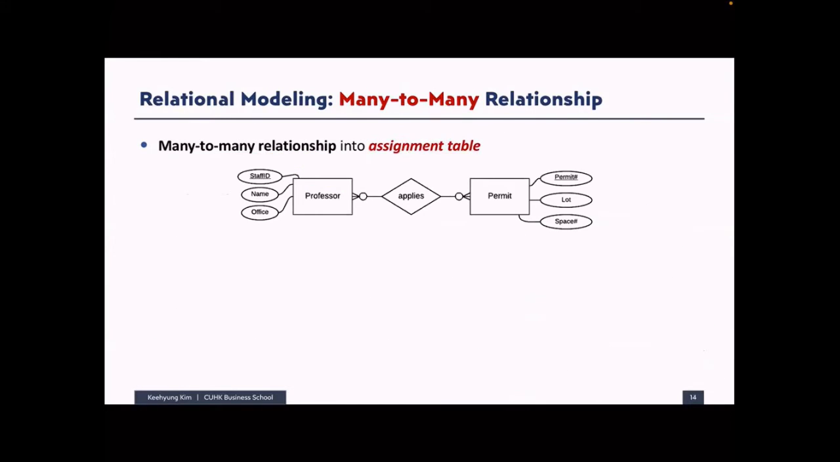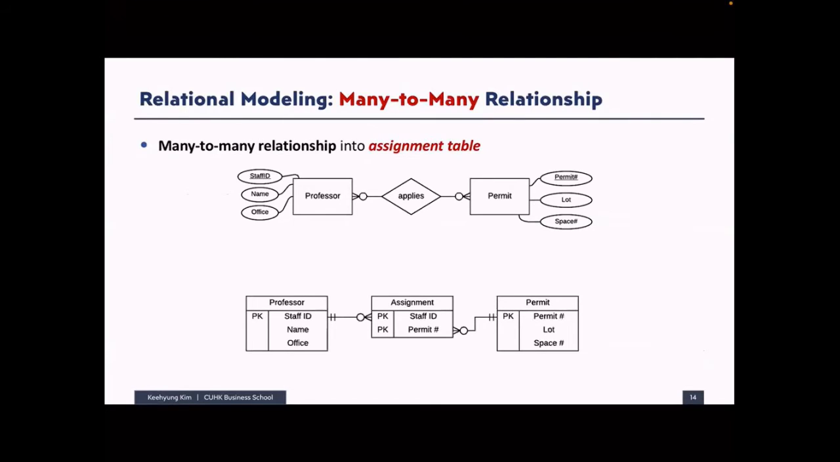So let me show you another example here based on the earlier example we used about the professor applying for the parking permit. Whenever you have a many-to-many relationship, you can just follow the rule I mentioned earlier. First of all, you put the professor table and permit table based on the professor and permit entity information. And in the middle, you put the assignment table with the primary keys of both entities, which are the professor ID and permit number, and use them as a composite primary key. And then you make a relationship to the professor and permit entities based on the same primary key used in both tables.